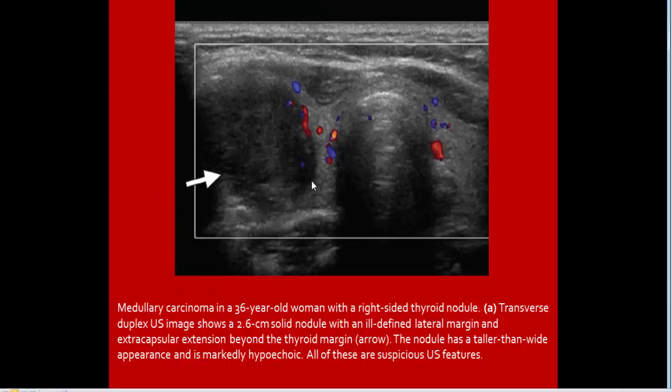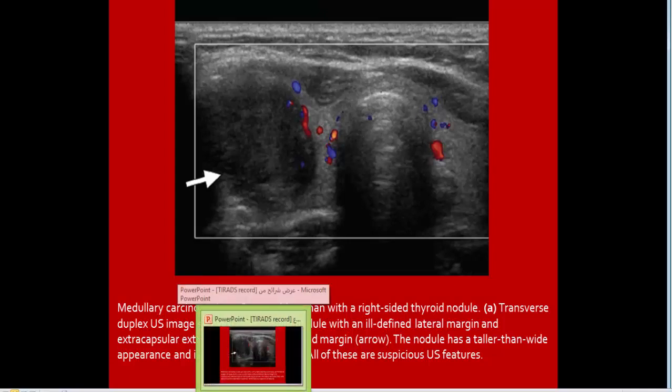Transverse duplex study shows a 2.6 centimeter solid nodule with ill-defined lateral margins and extracapsular extension beyond the thyroid margin, thinner than wide, and markedly hypoechoic. These are all suspicious features.